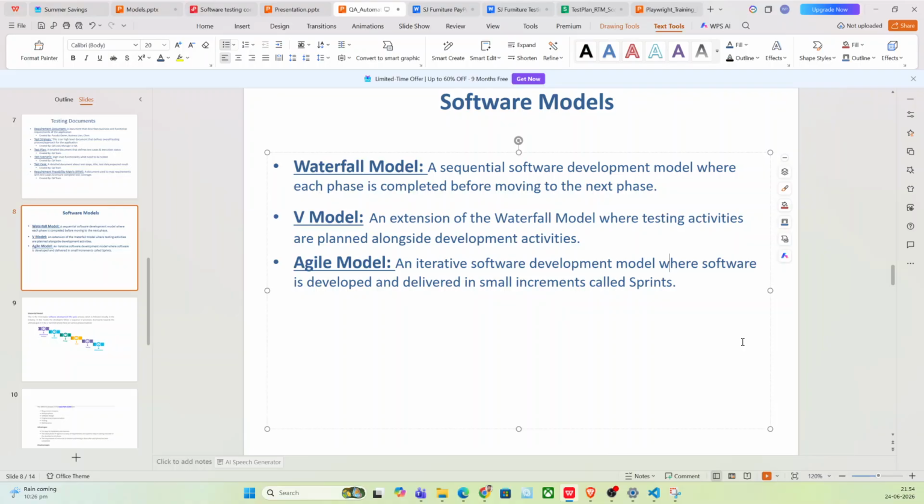An agile model is an iterative software development model where software is developed and delivered in small increments called sprints. Let's suppose there is a product. Instead of developing the whole product in one go, people will prioritize the features, and they will start development, testing, and delivering a piece of priority functionalities. We'll discuss more, we'll get into that.